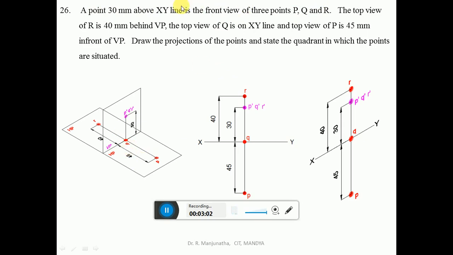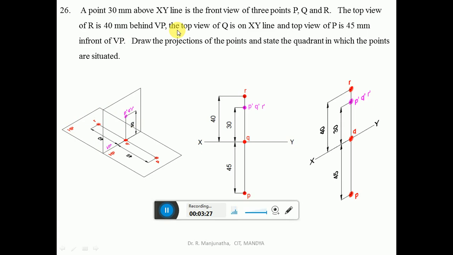So the front view is always visible in the vertical plane. So first we are going to take the vertical plane. From here you measure 30 mm and mark this point, and this will be P dash, Q dash and R dash. The top view of R is 40 mm behind VP. Since this is the vertical plane, and it is behind VP, it will be in the second quadrant. So you write the second quadrant here.